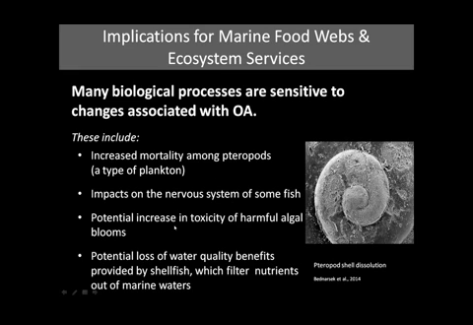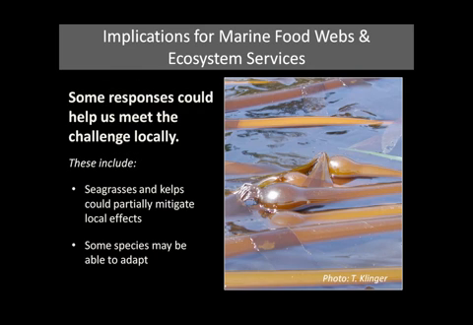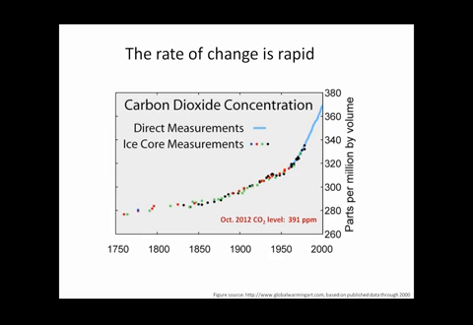Because seagrasses and kelps are photosynthetic, they take up that CO2. So people are seeing whether on a local scale we could mitigate some of these effects if we have rafts of floating algae or kelp. And then also there's the fact that some species may be able to adapt, and we just really don't know that. The sobering thing that I find with the issue of ocean acidification is the rate of change is rapid.